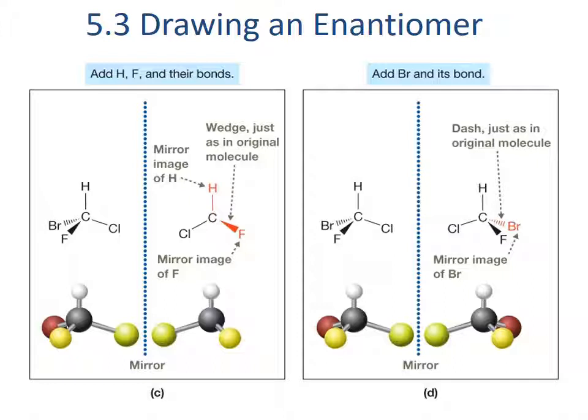Every bold wedge in the original model will become a bold wedge in the opposite direction. Every dashed line will become a dashed line in the opposite direction. Once the molecule is drawn, try to envision rotating around the carbon-hydrogen bond to line up the fluorine of the mirror image with the original molecule. Notice that the chlorine and bromine are swapped when you do this.